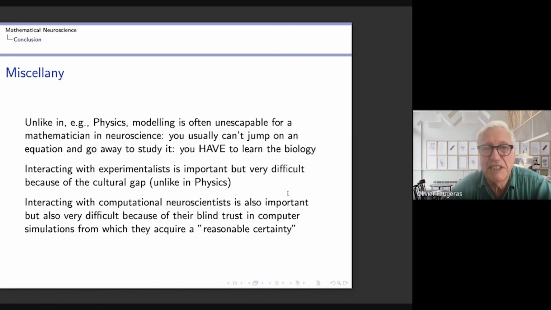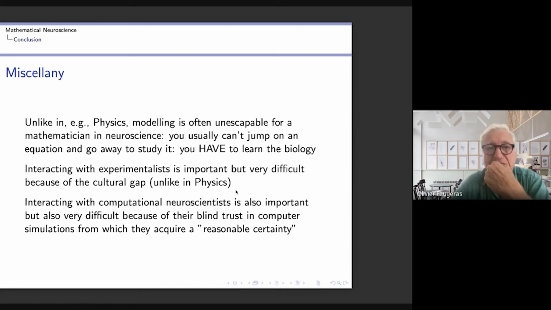And I think it's my last slide. What I'm saying here, the first point: in physics, you can grab an equation and go away with it and try to understand solutions. You take the equations of general relativity and you crunch them. You don't have to redo the general relativity. It's often inescapable for a mathematician to learn the biology and write down the model in many cases. So that's something unusual.